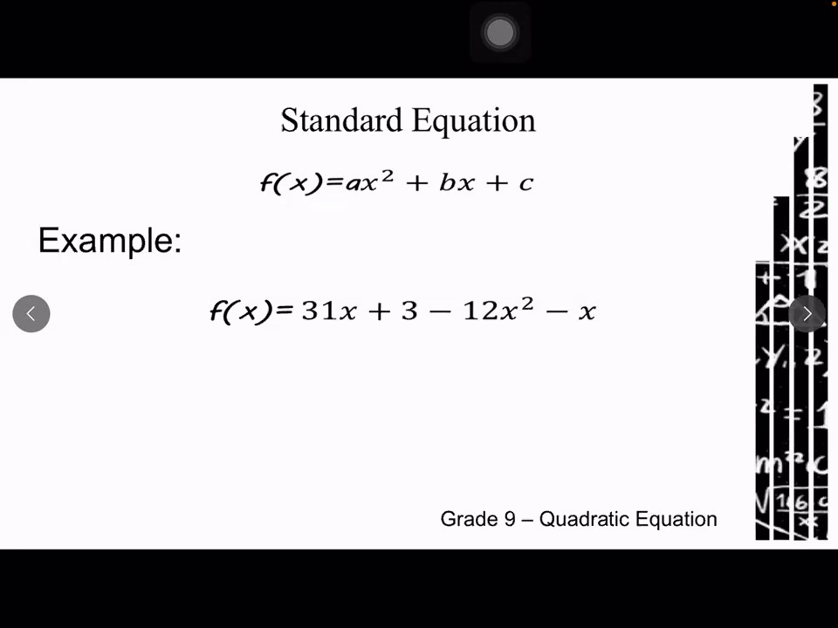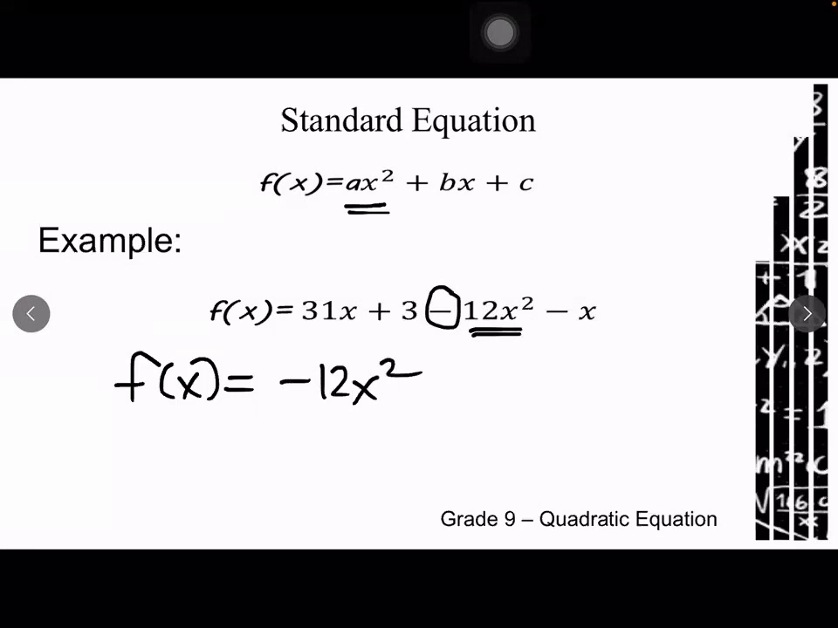So first, always remember, in our standard equation, the first term is the term having x squared. So therefore, we need to move that term in the first part. Therefore, we have 12x squared followed by its sign. So we have negative 12x squared. Followed by, so ano pa po ang pwede nating pagsamahin? We have 31x and we have negative x. So moving them together, it will become plus 31x minus x. And ano na lang po natira? We have 3. So plus 3.